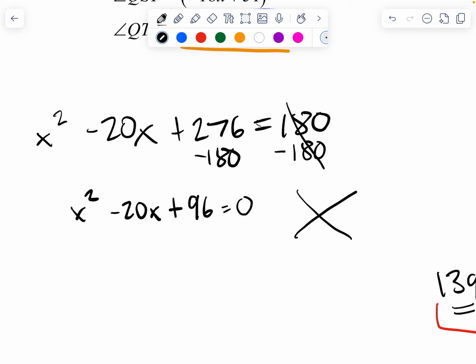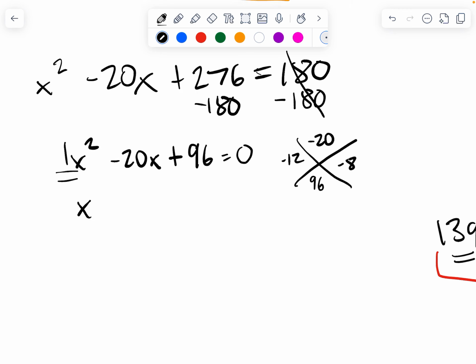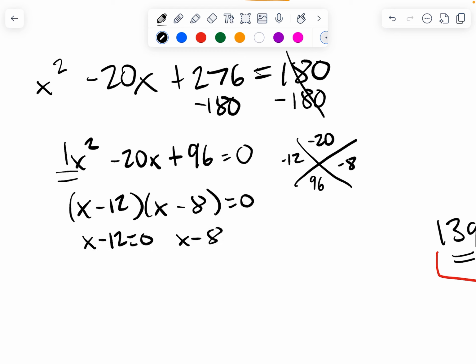And so to factor, I'm thinking of two numbers that must combine to give me negative 20, but when they're multiplied, give me 96. Well, that's negative 12, negative 8. And because you have positive 1 in front as that leading coefficient, you can go straight to your parentheses. Right? Set those parentheses equal to 0. To finish solving, add 12, x equals 12, add 8, x equals 8.